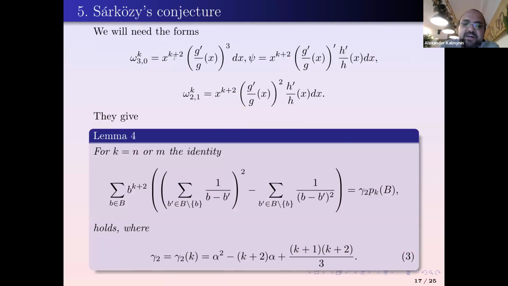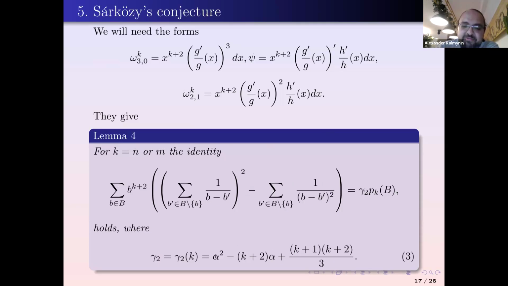More involved stuff comes from the cubic differential forms, when you take a product of three things. So when you take a product of three different things, you write down the reciprocity law, and then you get the following formulas. For example, if k is n or m, then this big sum simplifies to gamma 2 times p_k of b.